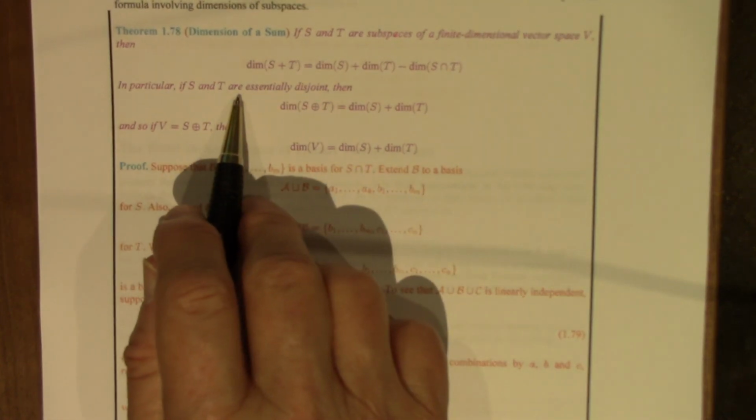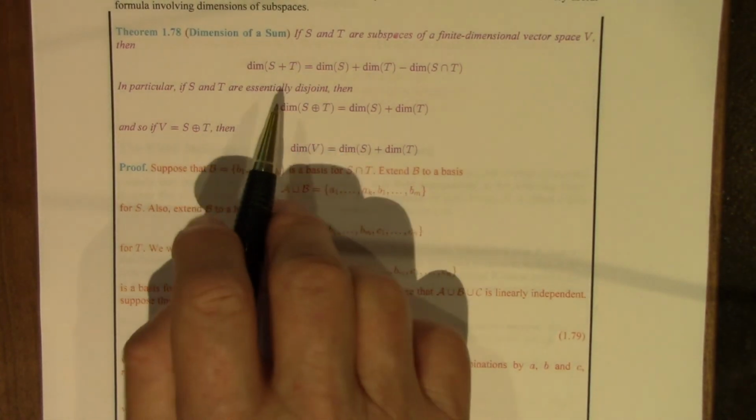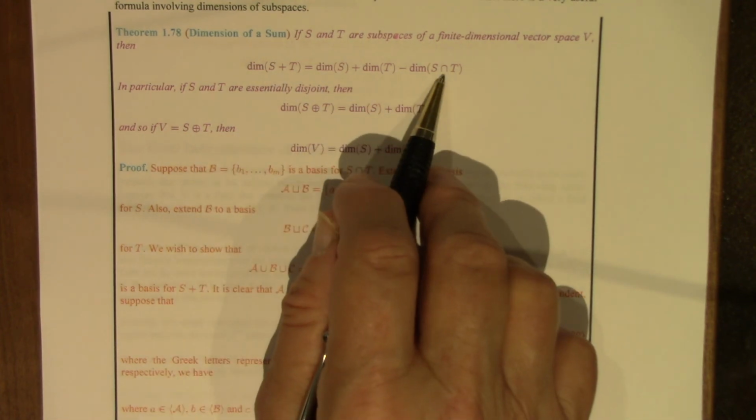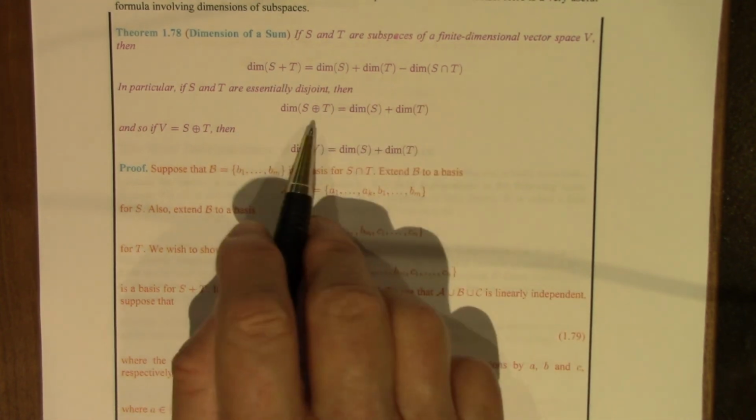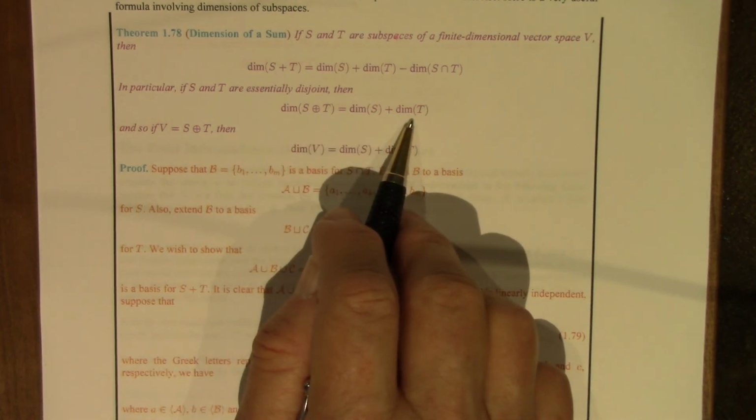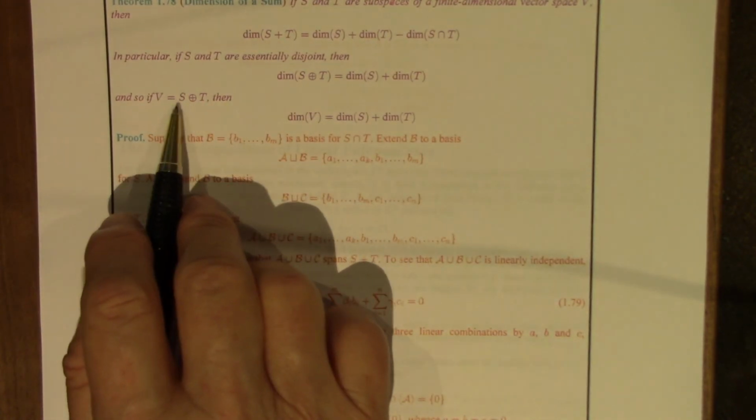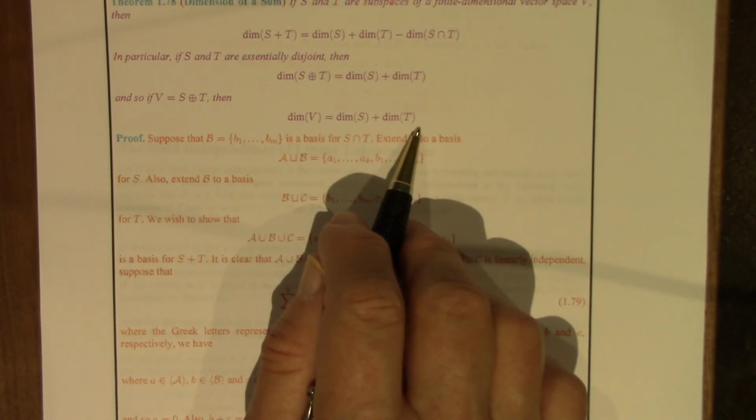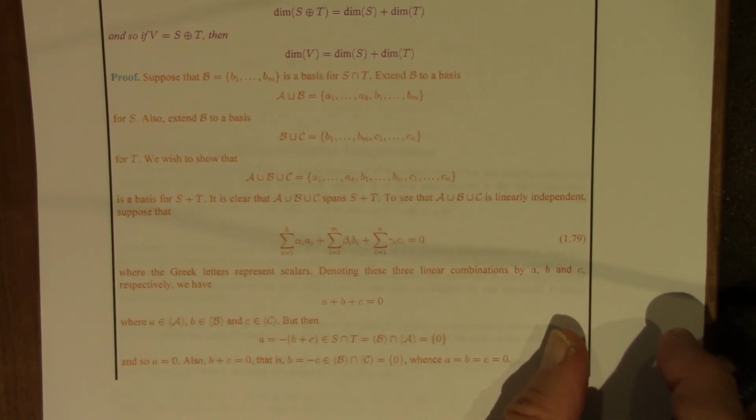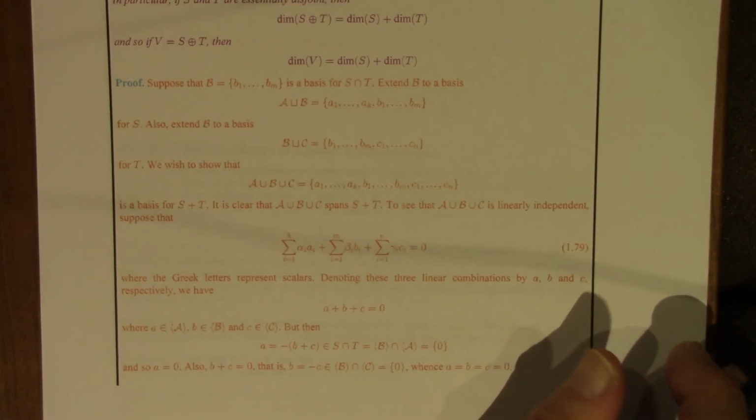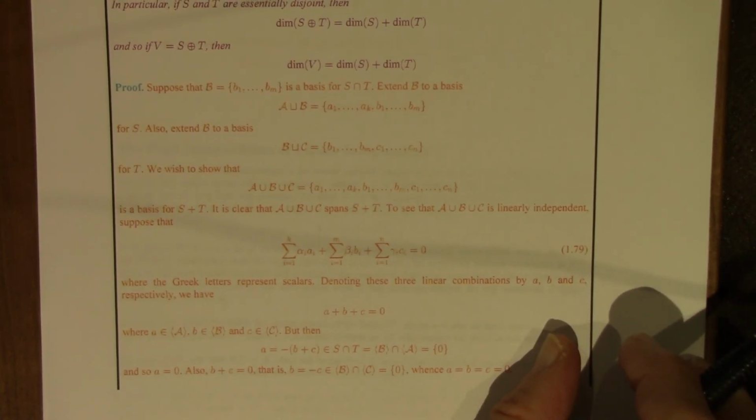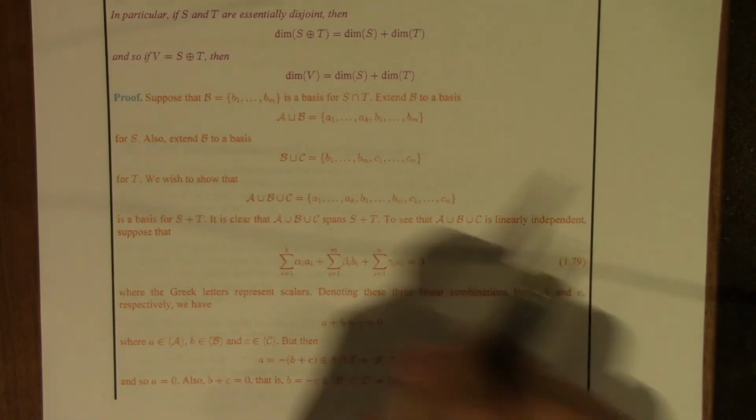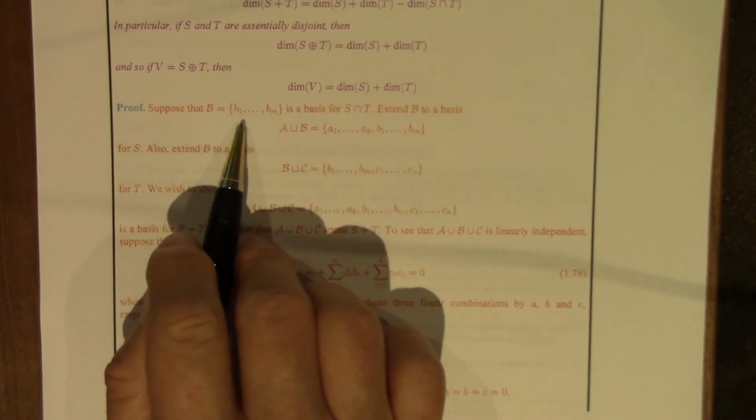In particular, when S and T are essentially disjoint, this becomes a direct sum. The intersection is trivial, dimension 0, and we have this very nice formula. And if V is the direct sum of S and T, then we can write it this way. The proof of this is not very nice, really. It's just sort of grinding out the proof using bases. So let's go through it.